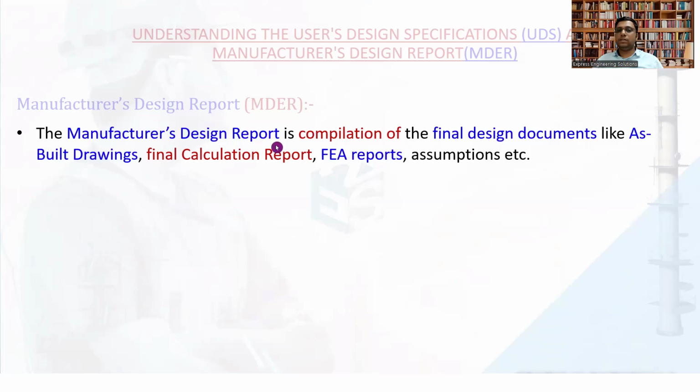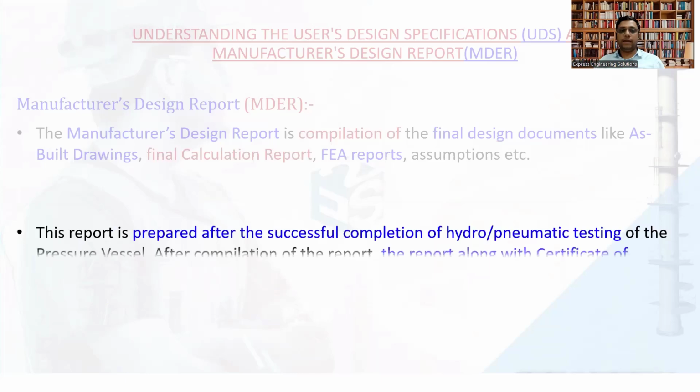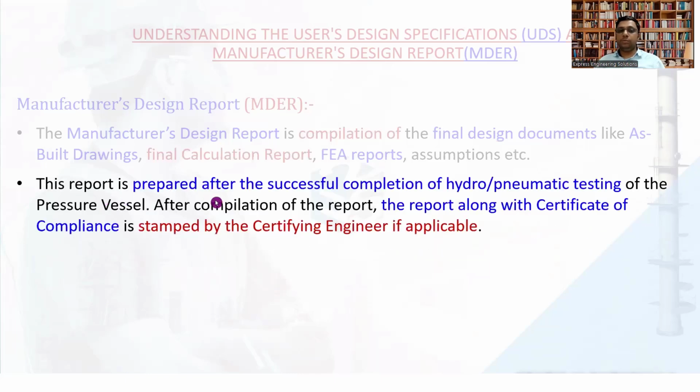The manufacturer's design report is a combination of the final design documents like the as-built drawing and the final calculation report. If there is an AFE report, then that also is to be included over here. And whatever assumptions, if at all, are there, those need to be specified under this manufacturer's design report. This report is prepared after the successful completion of hydro or pneumatic testing of the pressure vessel.